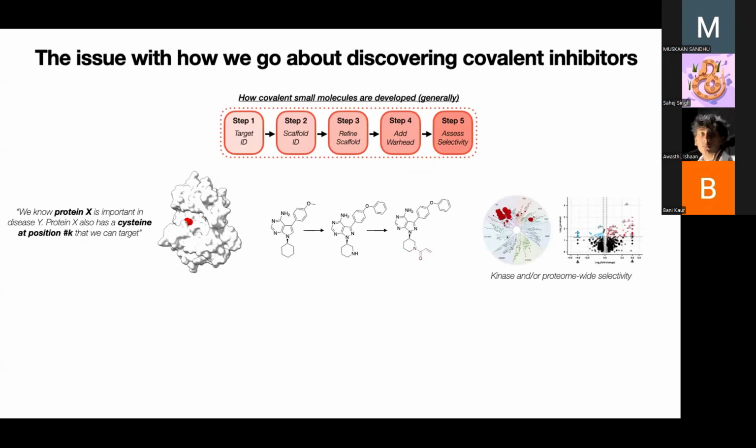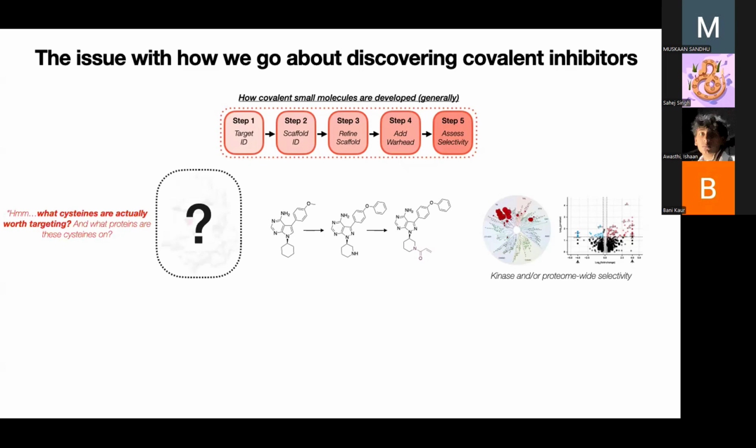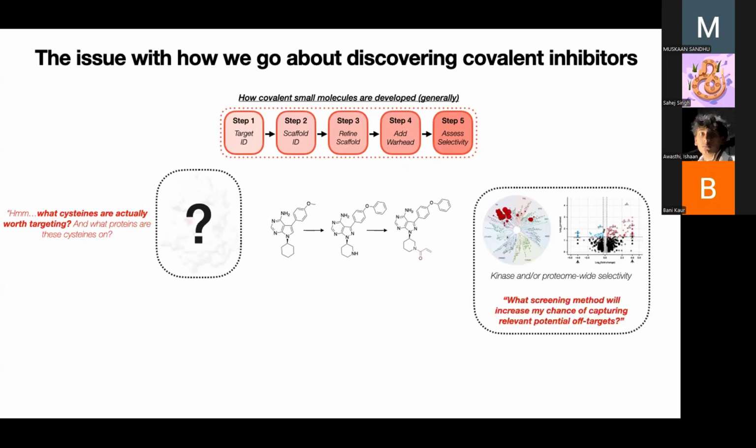However, it's not always this straightforward, because you have to really know what is an important protein to hit and why, and what proteins actually have these residues on them that are worth targeting. So sometimes you don't even know where to begin. And once you get to the very end, you need to make sure that what you're testing is producing good quality data to prevent any missed off-targets that you didn't identify in your screening.